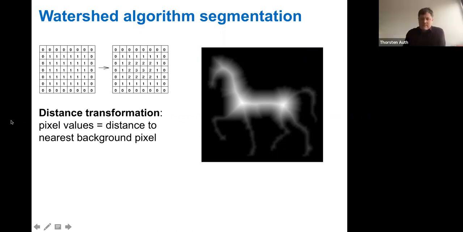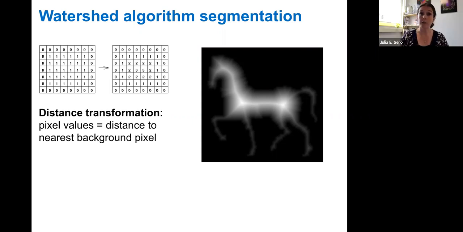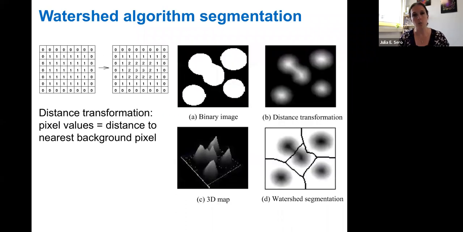So this is the way that the watershed algorithm is going to decide where to draw these lines when it's drawing the lines between the catchment basins. So start with a binary image, do the distance transformation, and then from this distance transformation, we get these watershed lines, the lines that are drawn between the objects. And we can see here's the 3D topographical map of the original image.